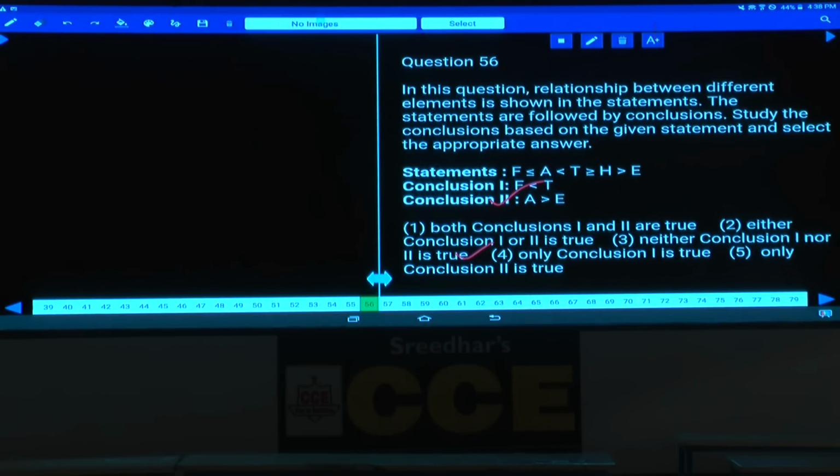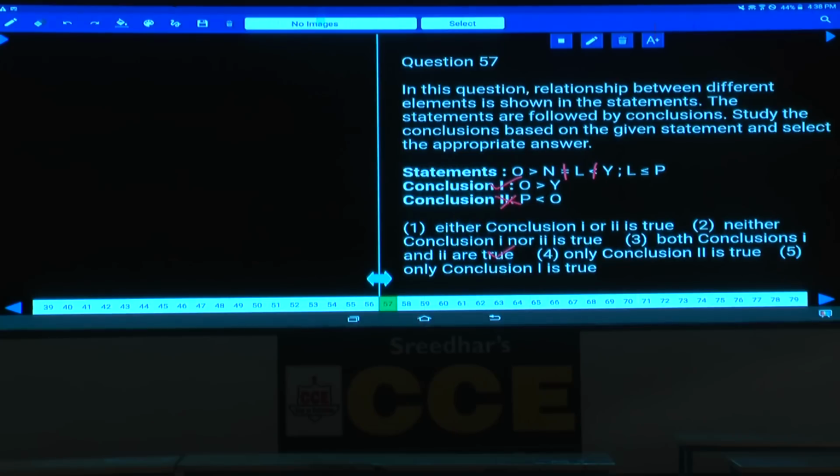Then 56, the relation between F and T. Now between F and T, lesser than or equals to, lesser than, F lesser than T, definitely true. Now the relation between A and E, 1 lesser than, 1 greater than, 2 opposite symbols, no relation. Hence only conclusion 1 follows. Only conclusion 1, it is choice 4. Now question number 56, it is choice 4.